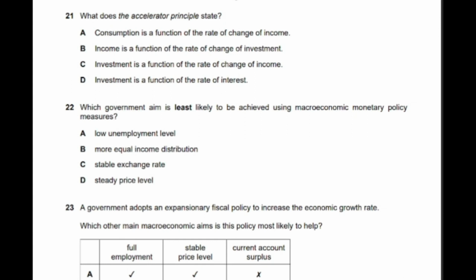Question number 21 is, what does the accelerator principle state? So option C is correct answer. Accelerator is opposite to the multiplier. Multiplier is denoted by K, and multiplier is change in income over change in investment, meaning multiplier shows how much income will change due to change in investment, and accelerator is opposite to it. Like you can use this sign for the accelerator. Accelerator is equal to change in investment over change in income.